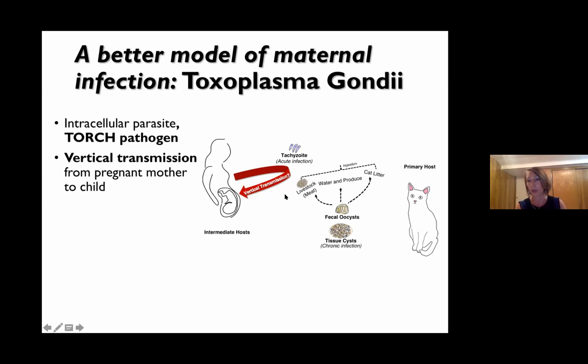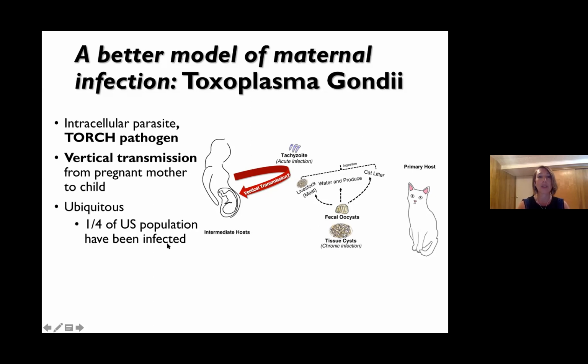You can eat undercooked livestock and be infected. This is the reason why women are told not to change their cat litter during pregnancy, because these oocysts are very viable in air, and they can be released from cat litter and cause acute infection.